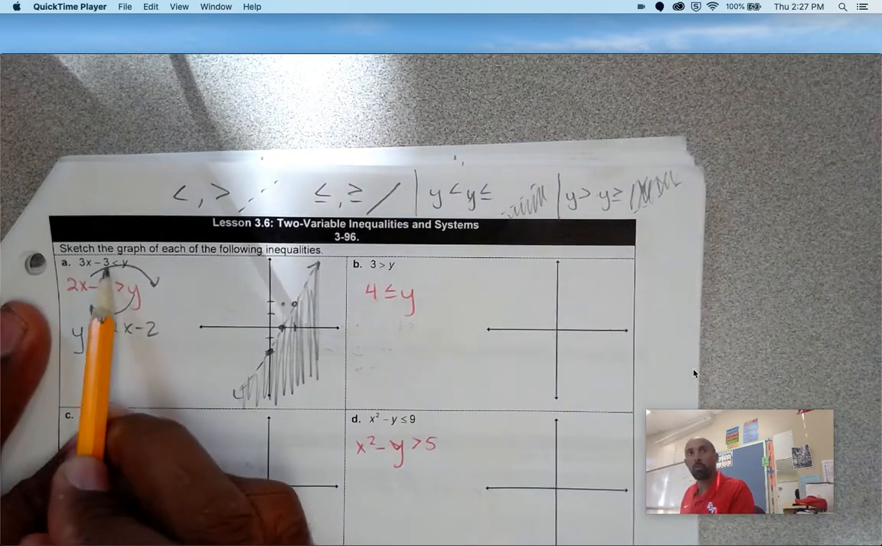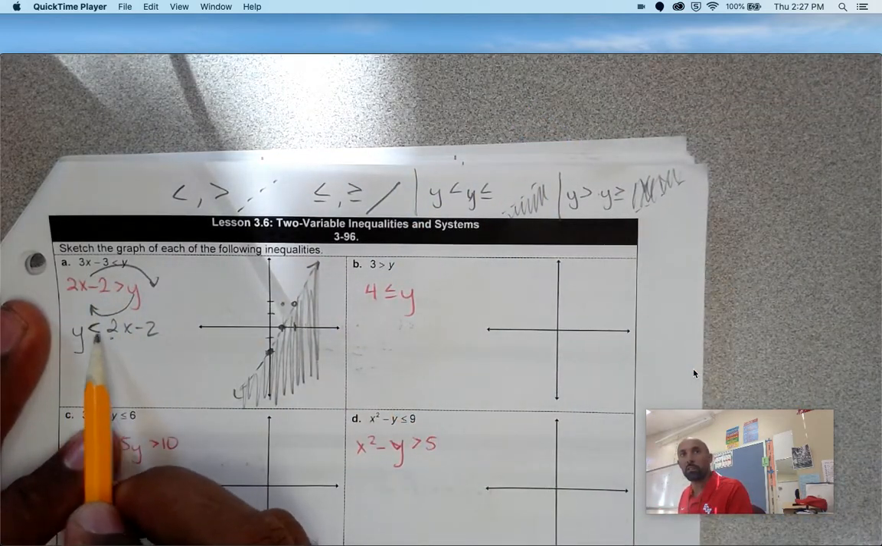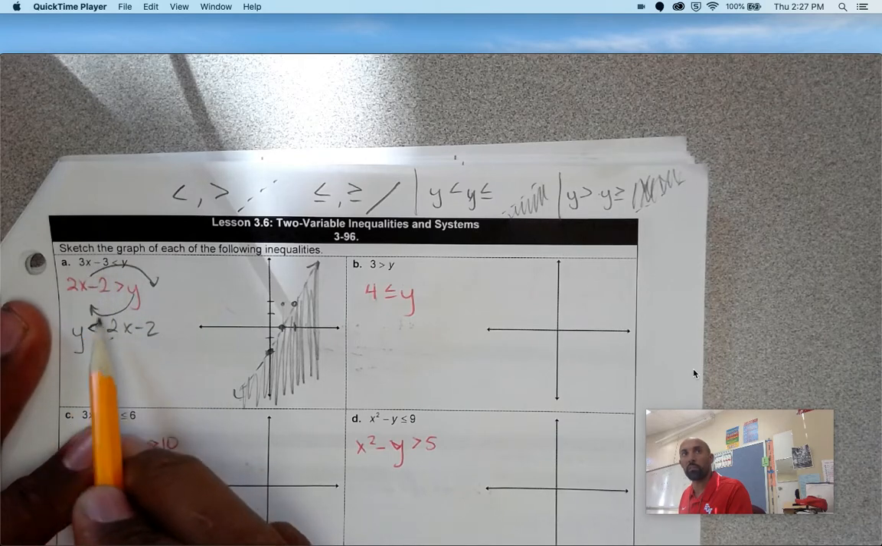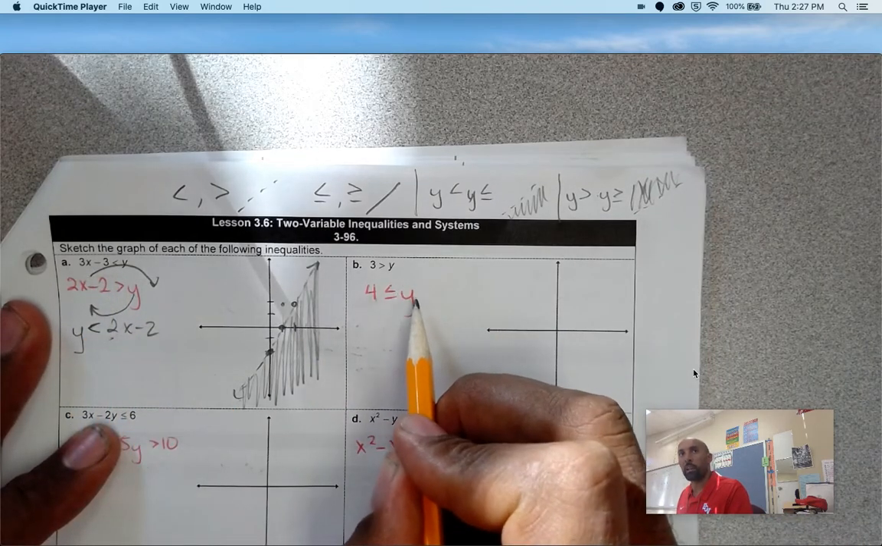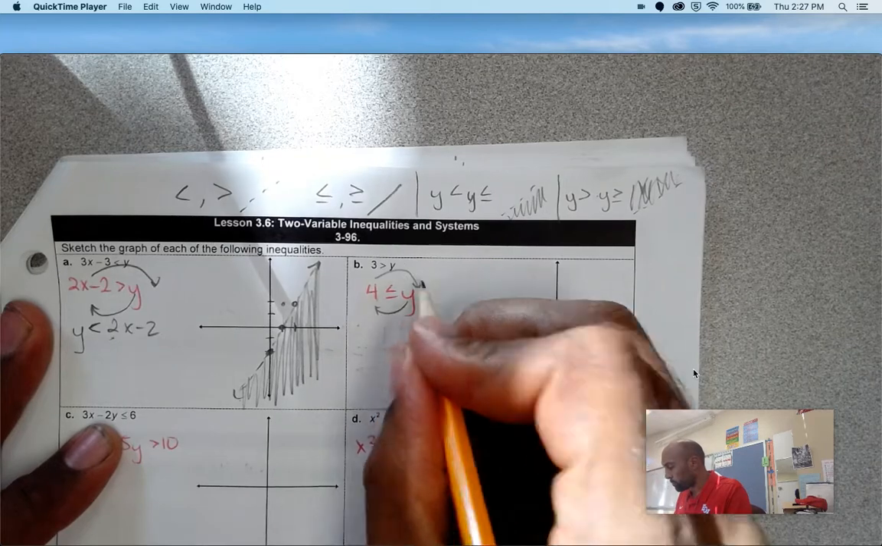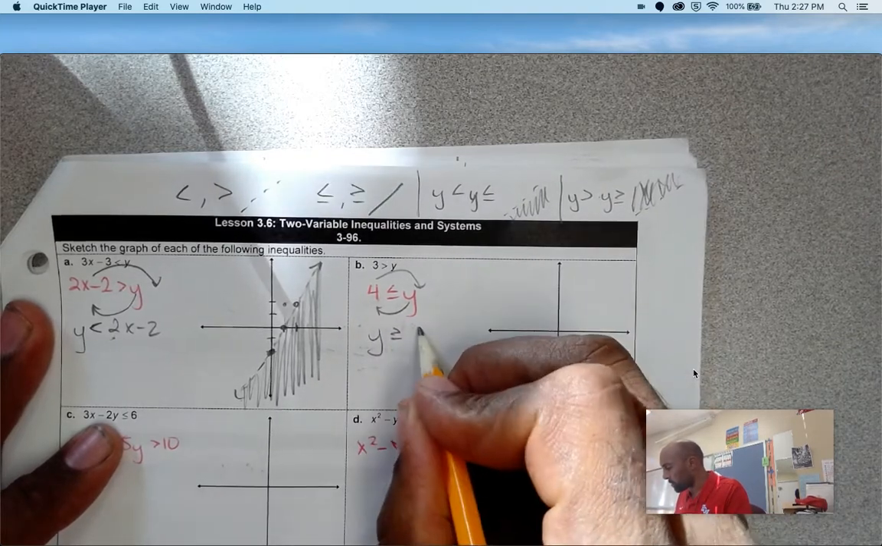Remember, pay attention to what yours is. This is the example I'm giving you, and all these examples are different from yours. Here I'm going to do the same thing. I'm going to switch these around, so y is greater than or equal to 4.